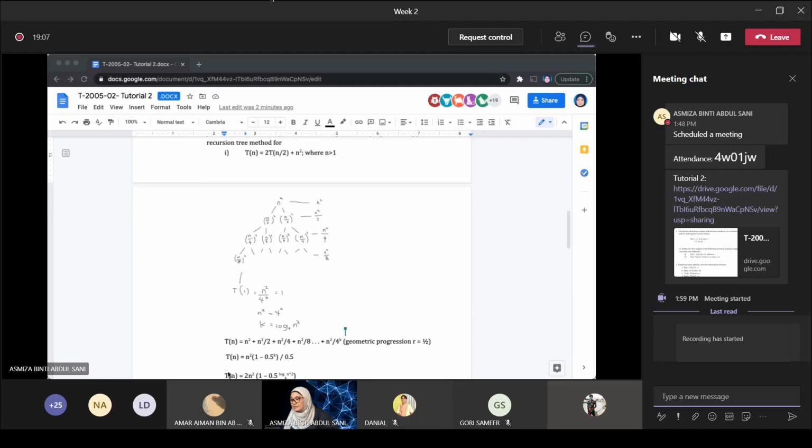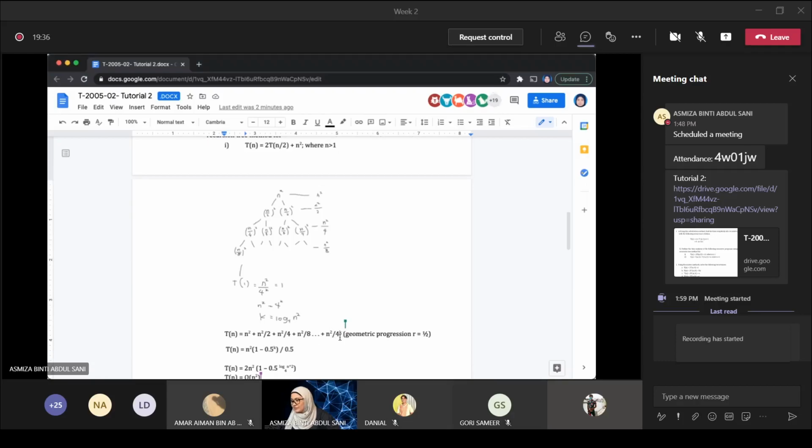Geometric progression, yep. Normally for me, I would change it into n over 2 to the power of 0, n over 2 to the power of 1, n over 2 to the power of 2, n over 2 to the power of 3. And then we know that in the end, we will have n squared over 2 to the power of k. Okay, because I think your last term here is not correct. Your last term.